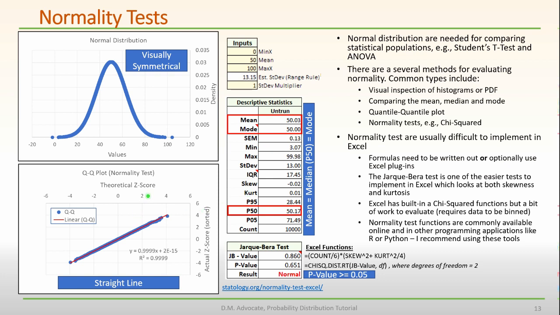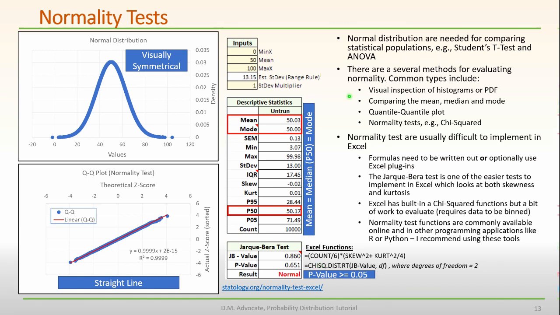When we look at the quantile plot, we look at the theoretical z-scores versus the actual z-scores, and we see that it forms a straight line. This is also a signature of a normal distribution.